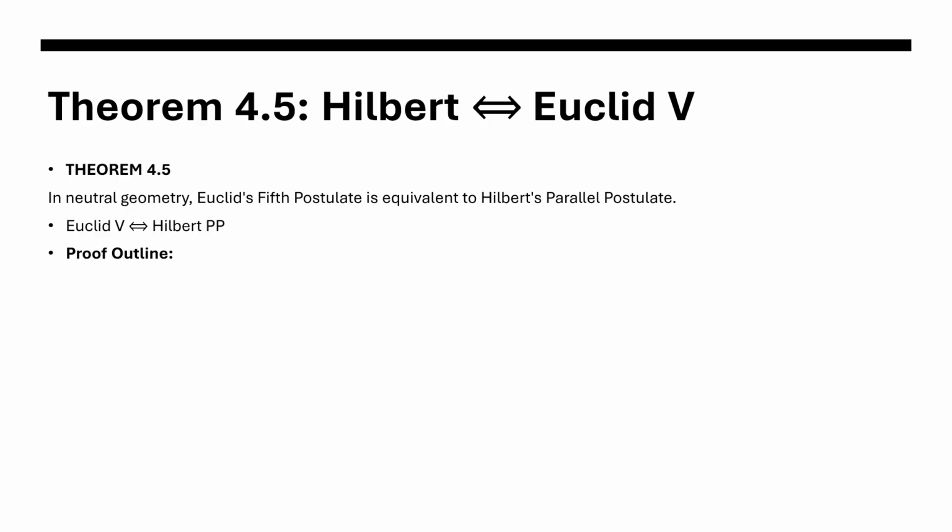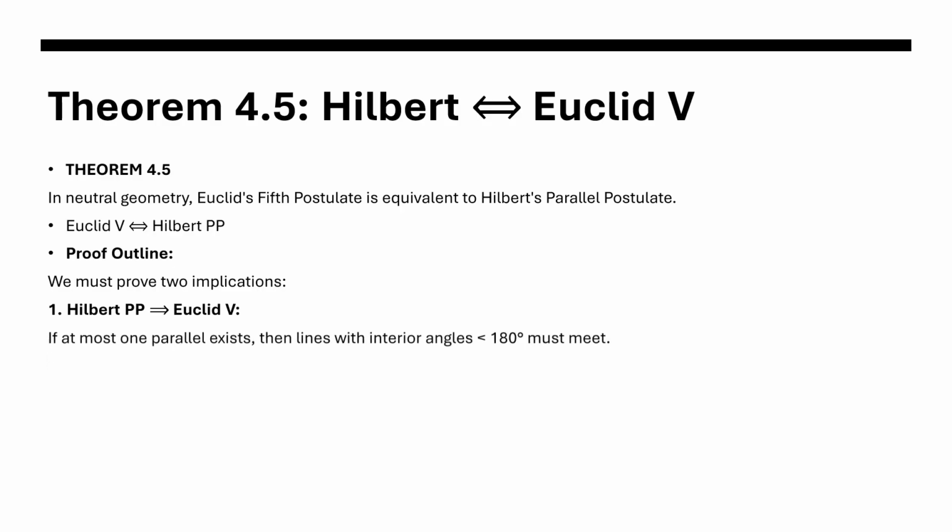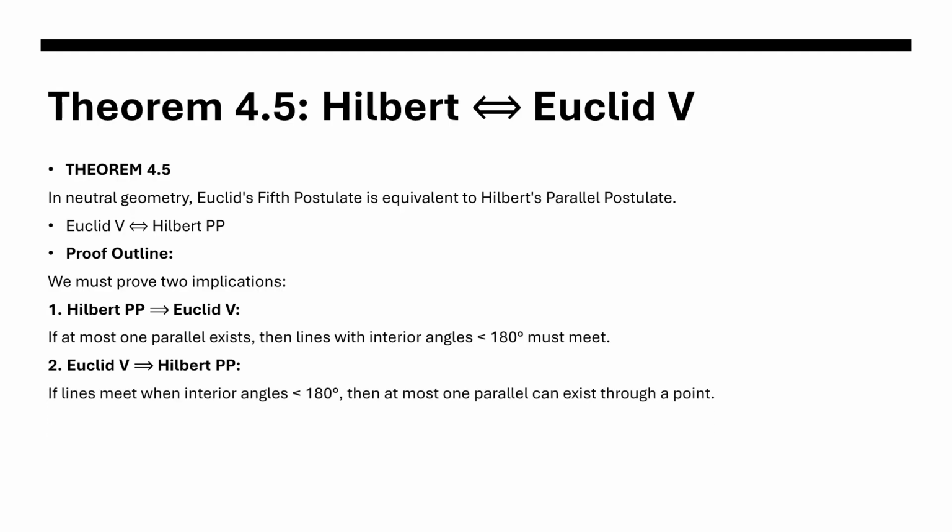So we have our outline. We must prove two implications. Hilbert's parallel postulate implies Euclid's fifth: if at most one parallel exists, then lines with interior angles less than 180 degrees must meet. And then Euclid's fifth postulate implies Hilbert's parallel postulate: if lines meet with interior angles less than 180 degrees, then at most one parallel can exist through a point.